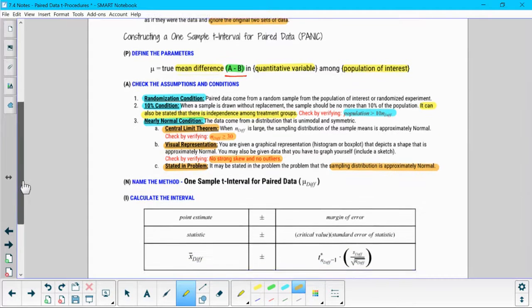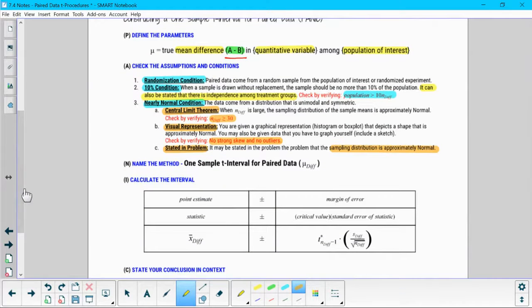So now we move on to naming the method. So we call this a one sample t interval for paired data. Now, this is the one test where the AP exam likes to switch it up. Sometimes they will call it the one sample t interval for the mu differences. Sometimes they will call it a matched pairs t interval.